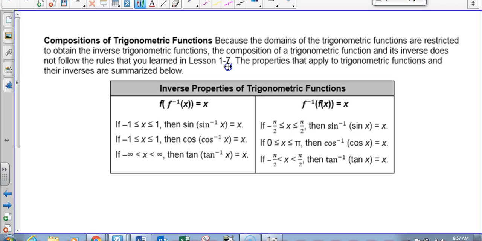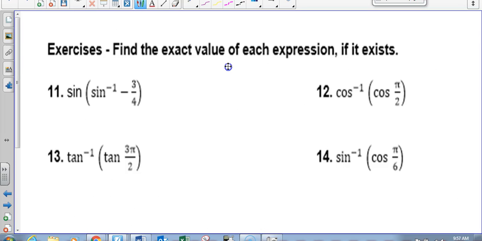Now, I gotta tell you, I assume every time that it's not going to cancel it out, and I do the problem because it really makes me nervous. Let me show you what I'm talking about. If I had this question, number 11, this arc sine and sine may cancel each other out, and the answer may be -3/4. But I'm not positive until I'm sure I'm in the right quadrant.